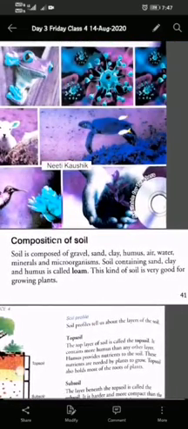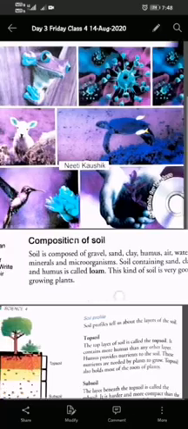Soil is composed of gravel, sand, clay, humus, air, water, minerals and microorganisms. Soil is composed of these things listed here. And soil containing sand, clay and humus is called loam. This kind of soil is very good for growing plants.